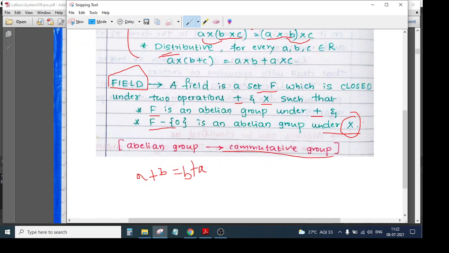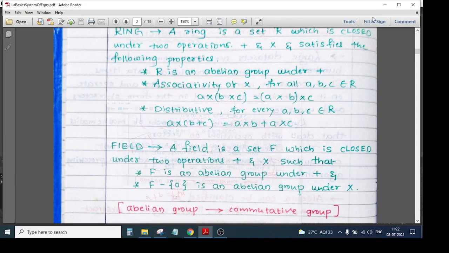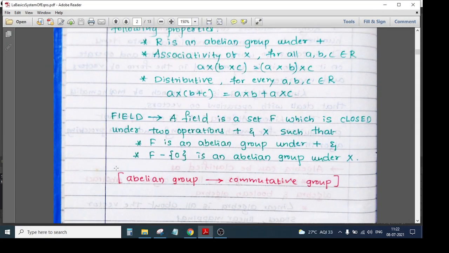In a ring, what is happening now? It should follow three properties, but in a field it's not necessary to follow all three. It should be closed under the two operations and commutative under addition, and when you remove the 0 and take the field, it should be commutative under multiplication. So this is the meaning of your field.